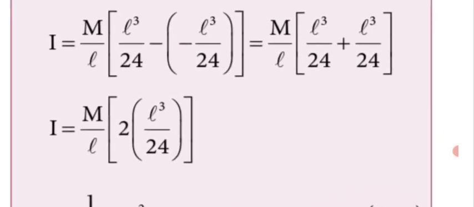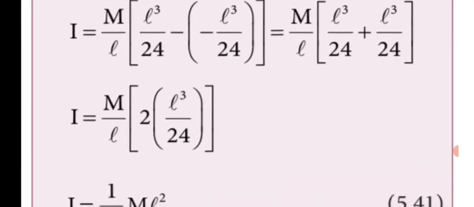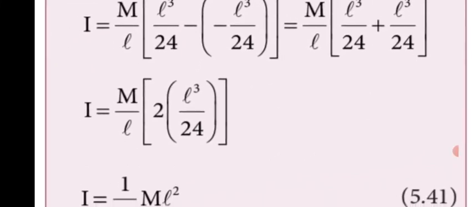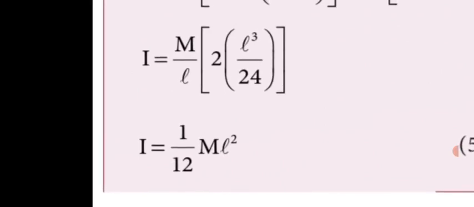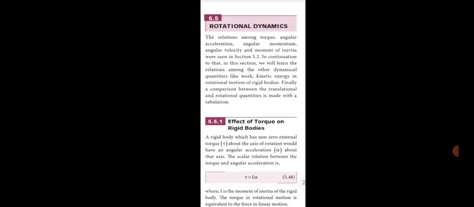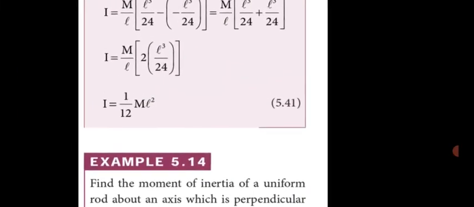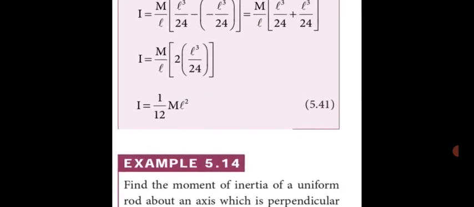And already you are having one denominator L, now L cube is there in the numerator, so one L will get cancelled, you will get mL square by 12, that is 1 by 12 into mL square, that is the I value. Understood how you are getting this value? It's the easiest one, but you have to do it very clearly.